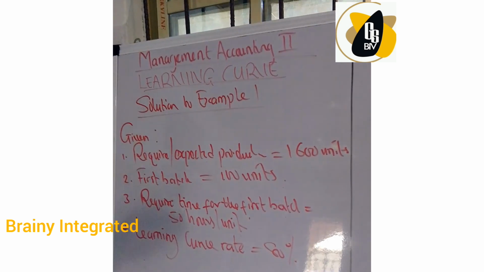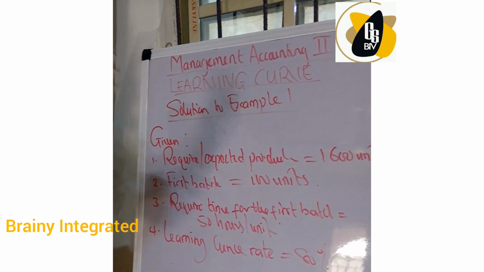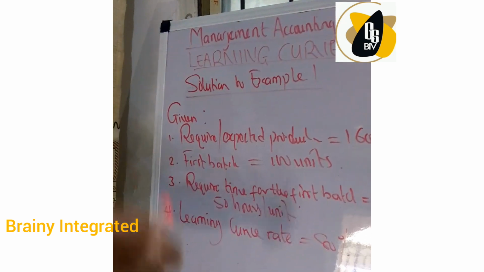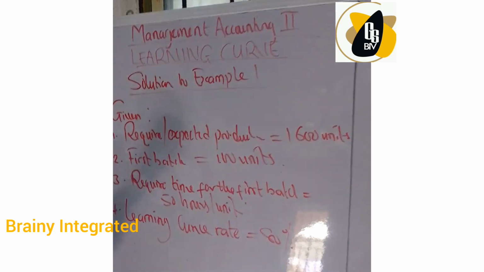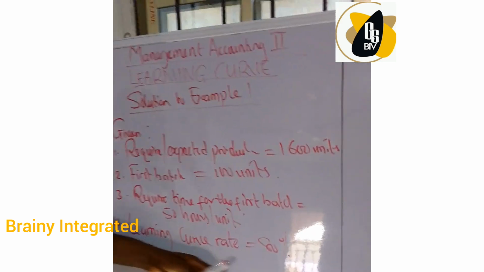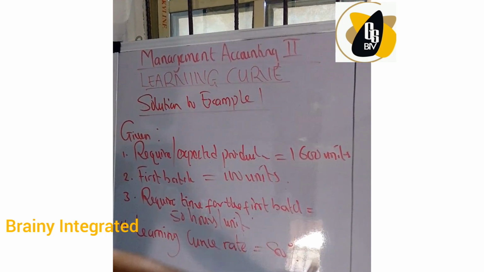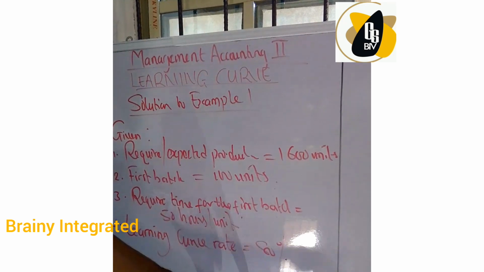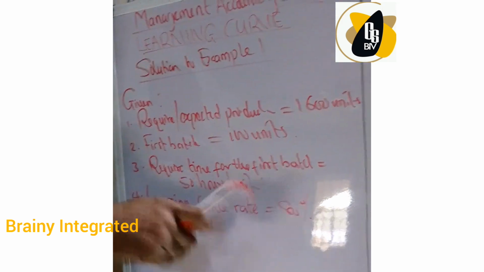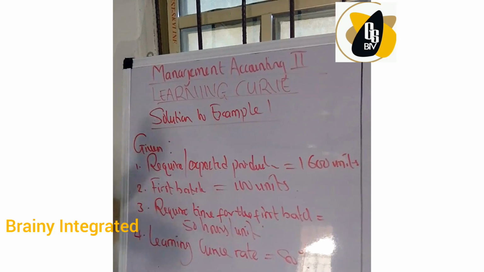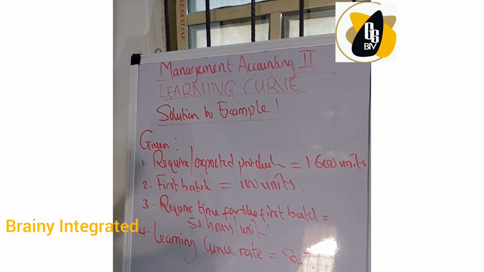Right? So now, this learning curve is explaining the fact that for every next batch that they produce, there would be a reduction of 20% of the time required to produce it. That is what it means. Meaning only 80% of the previous time would be required to produce the next batch, and as learning keeps taking place, the time taken would be reduced continuously.